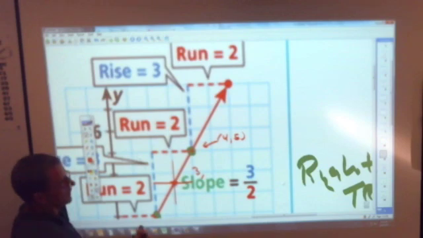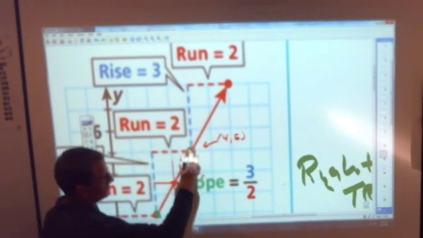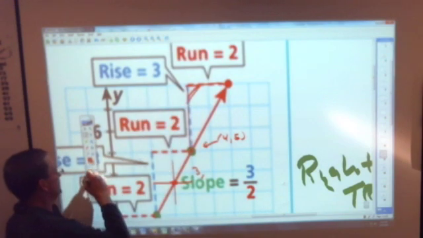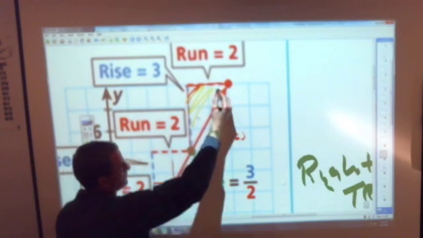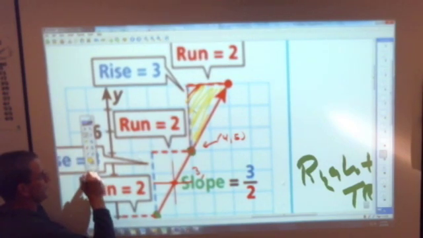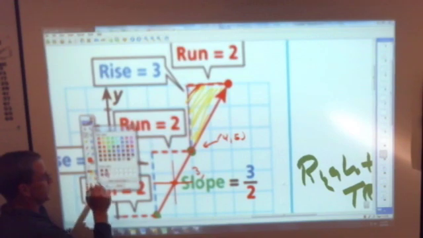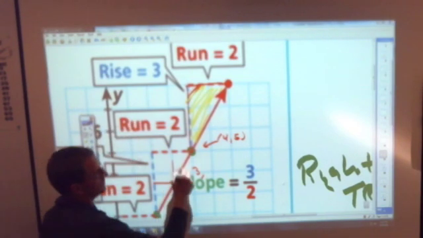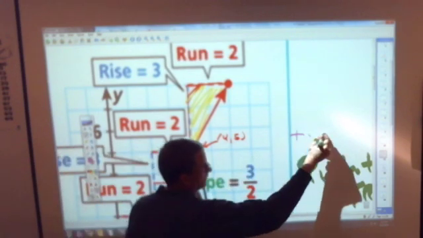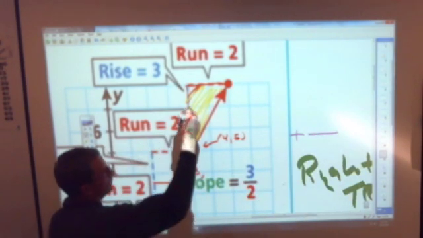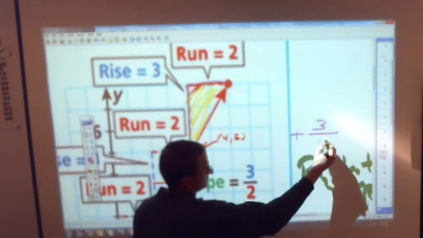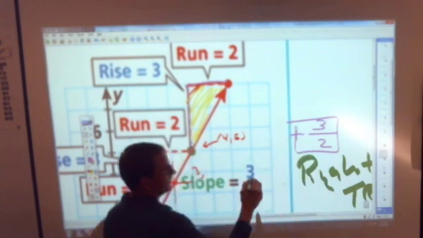So here they did it. From here, go up and over and make a right triangle. And that right triangle is what you use to find your slope. The first thing you want to say is: is it a positive slope or a negative slope? Well, you're skiing uphill, so it's positive slope. How high is this triangle? 1, 2, 3. Over how wide is it? 1, 2. So it's a positive 3/2 slope.